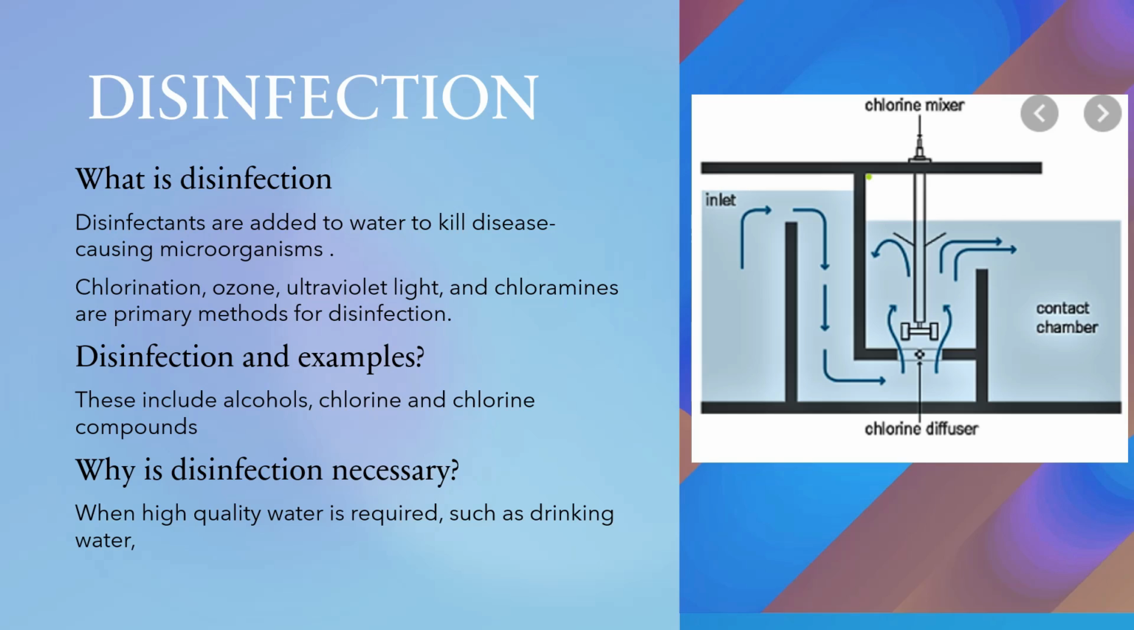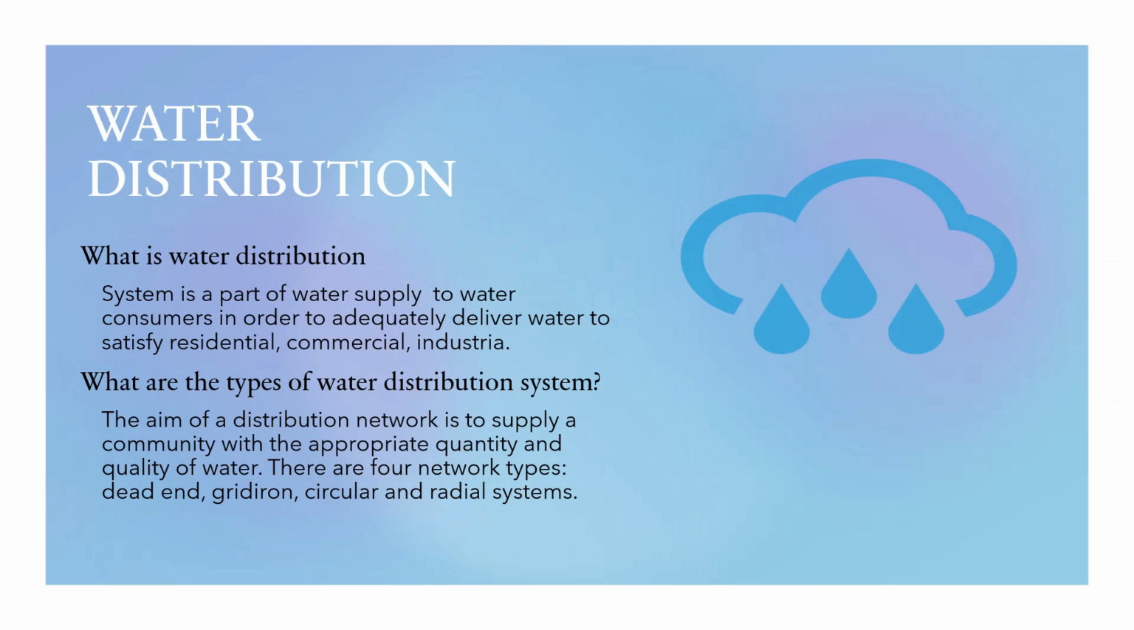Why is it necessary for disinfection? When high quality of water is required, such as for drinking water, cooking, food, and others. Next, water distribution. What is water distribution? Water distribution is the part of the water supply system that delivers water to consumers in order to adequately satisfy residential, commercial, and industrial needs.